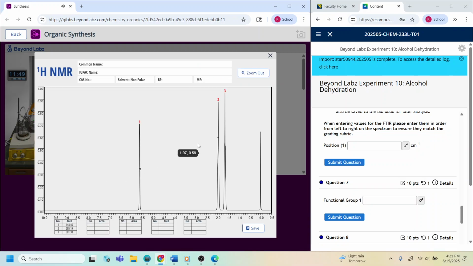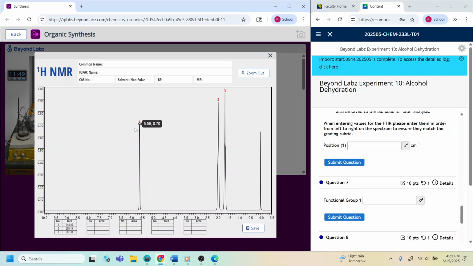Now for the proton NMR, you can see that we have three different signals in there. This means that we have three different hydrogens. Those two have the same number of hydrogens, and this one has fewer hydrogens. Look and see the intensity of the peak in there.